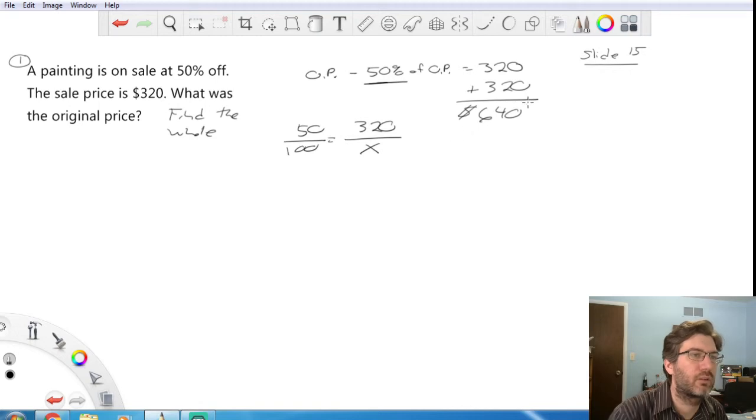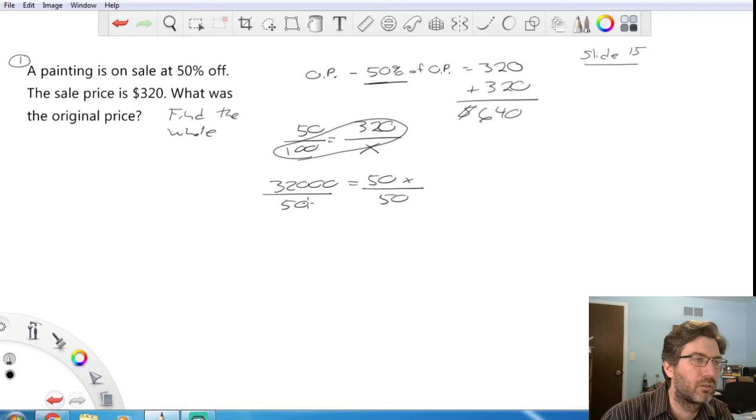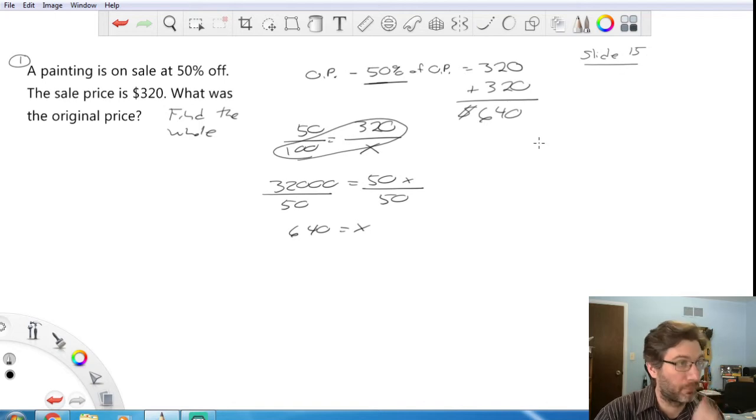I don't know if that'll work that way or not. 320 times 100 divided by 50 is going to get you 640. Yeah, that'll work. So you could set it up that way. Here, 32,000 equals 50x. You still get the same 640. So I mean, this was kind of what we were doing, but I want you to start thinking about sales prices and things like that. So just keep that in the back of your head.